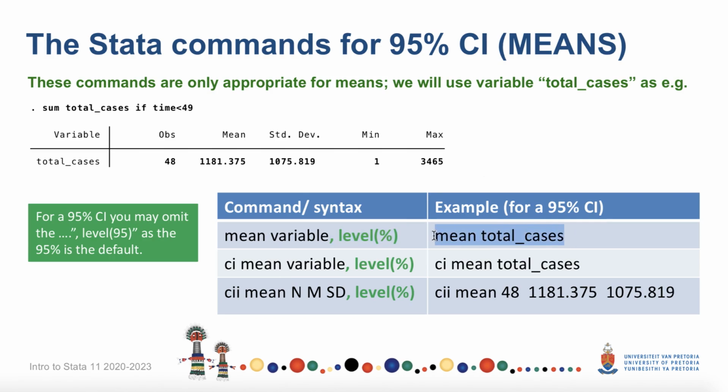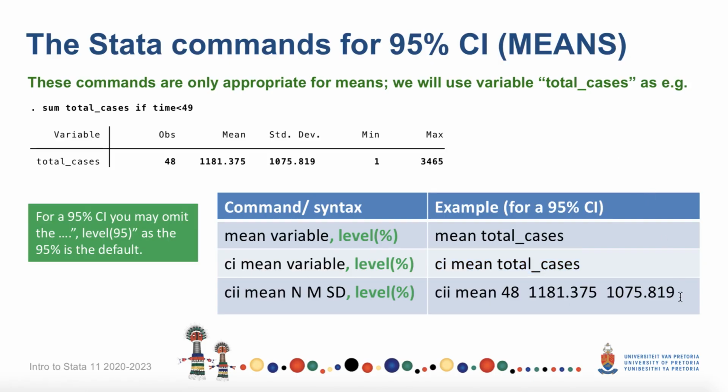Now for the mean command, you simply type mean, and then you put the name of the variable. In this case, the variable is called total cases. And you'll get the 95% confidence interval. You can use this other command, CI, for confidence interval, mean total cases. It'll give you exactly the same answer.